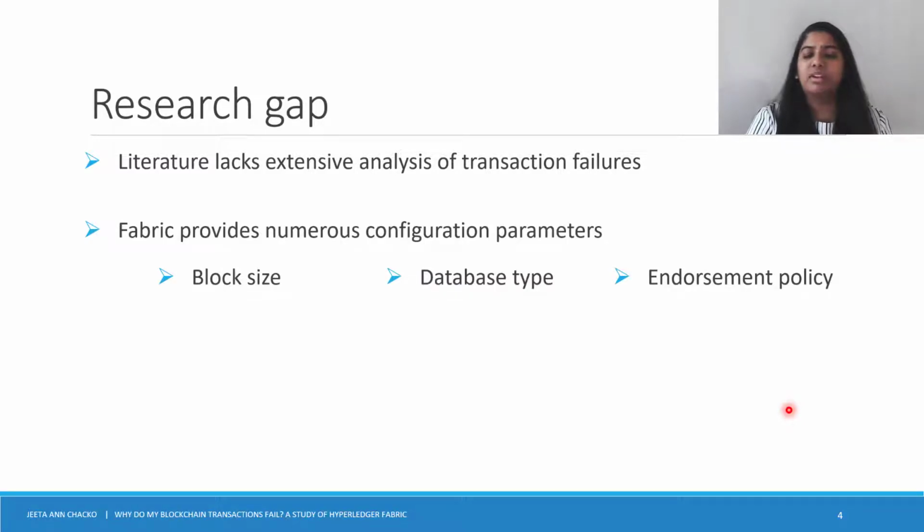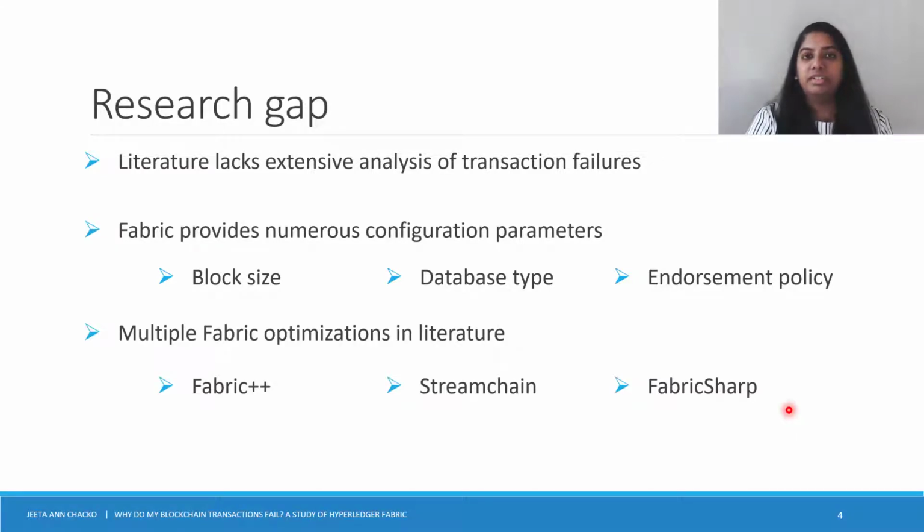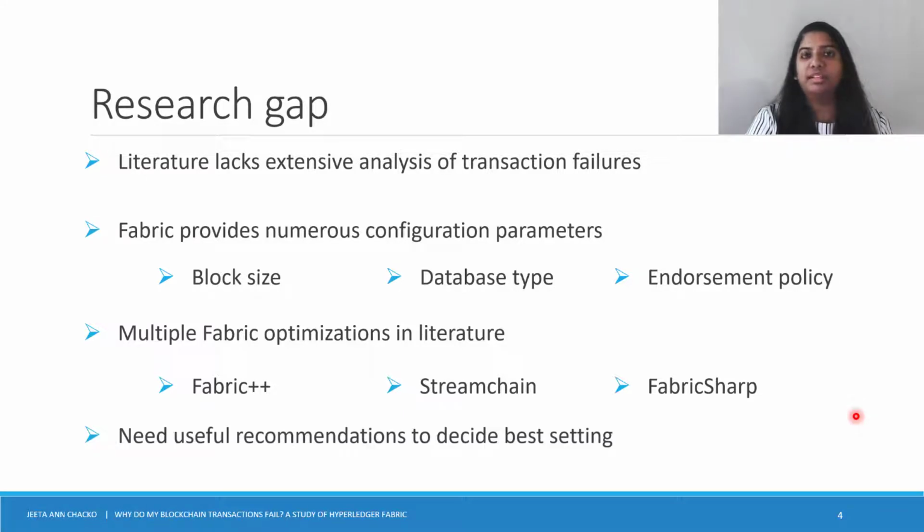Also, Fabric provides various configuration parameters, and each of these parameters has a significant effect on failures. For example, a simple change in the block size could reduce the failures by up to 60%. Further, various optimization strategies are available in the literature that try to improve the performance of Fabric, such as transaction reordering, for example. But there's a lack of a fair comparison between these different strategies. Therefore, we felt that there's a need for useful recommendations on how best to choose the different parameters as well as the different optimization strategies.